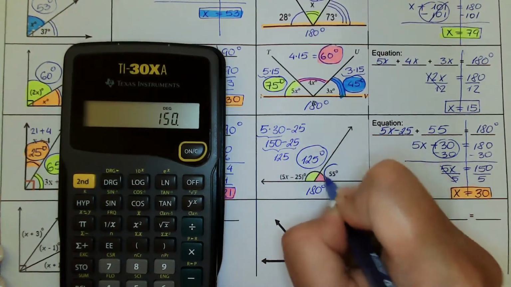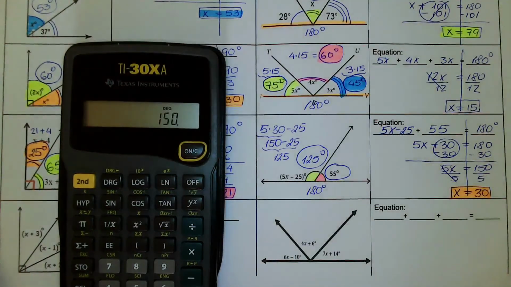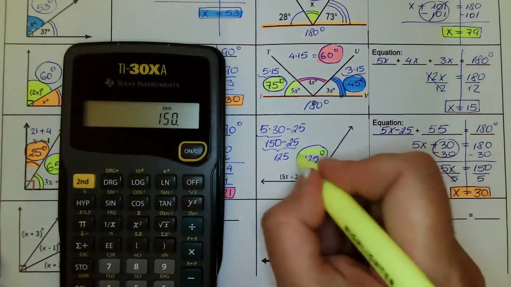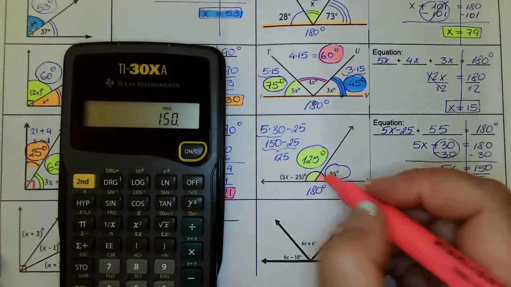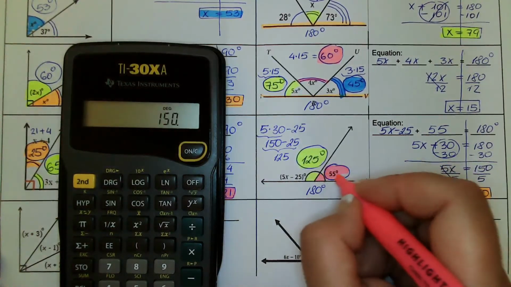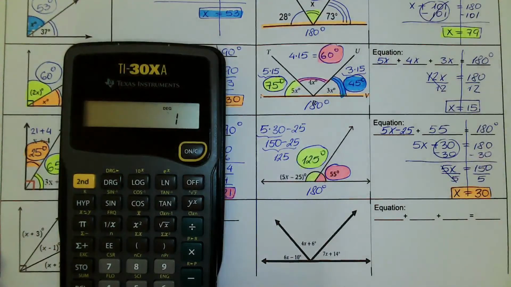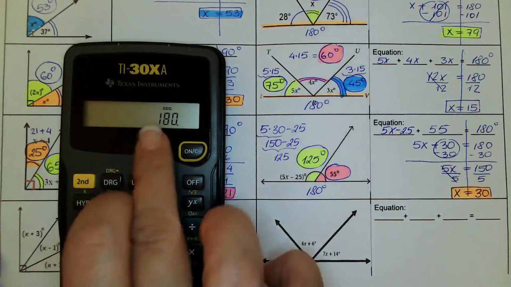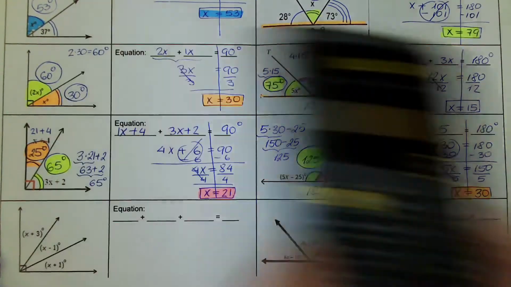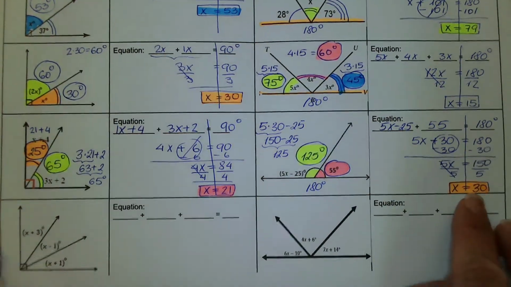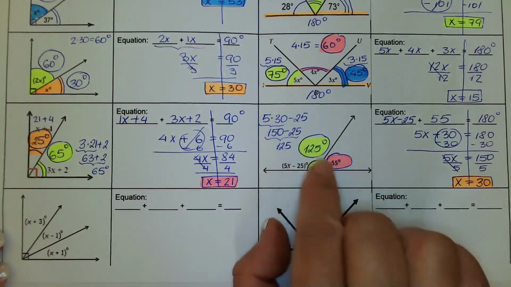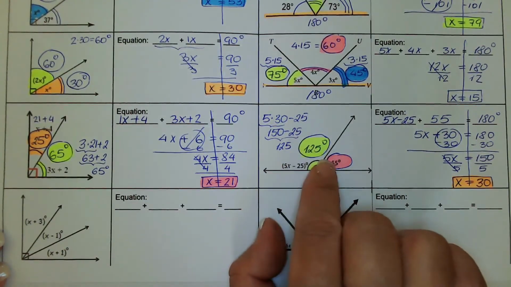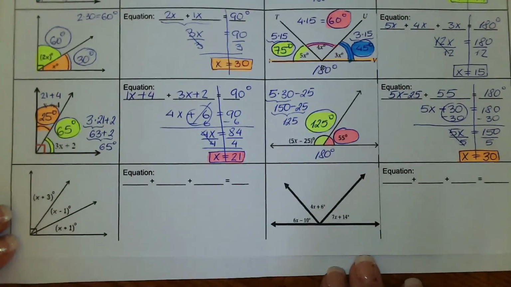How do we check? We need to add up these two angles, 125 and 55. And if they add up to 180, everything is solved correctly. So I have 125 plus 55 equals 180. So the value of x from the equation is 30. We substitute 30 in the expression to find the angle measures. To check, the angles have to add up to 180.